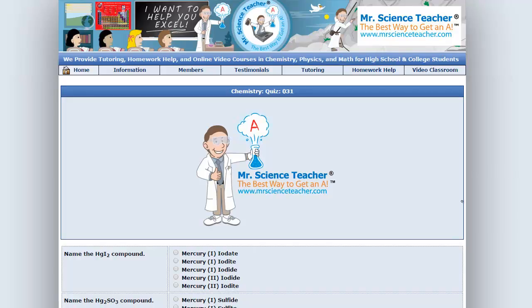Quiz 31. Name the HgI2 compound. HgI2. Okay, we have to get to 0. I is iodide. It has a -1 charge. -1 times 2 is -2. We have to get to 0. Plus 2 gets us there. Hg, we only have one of them, so something times 1 is a +2, and that gives us a +2. Mercury 2 iodide.